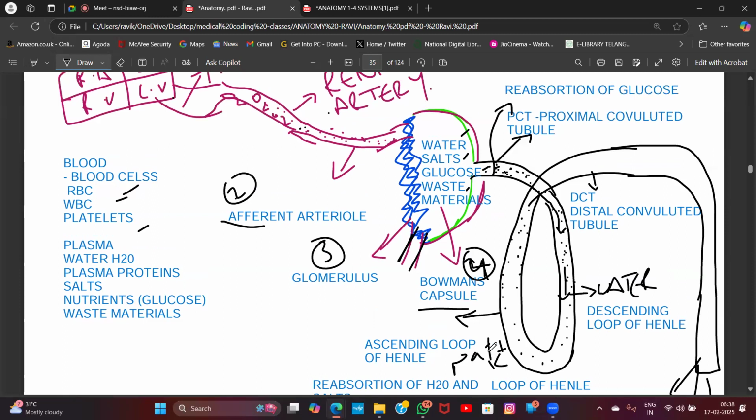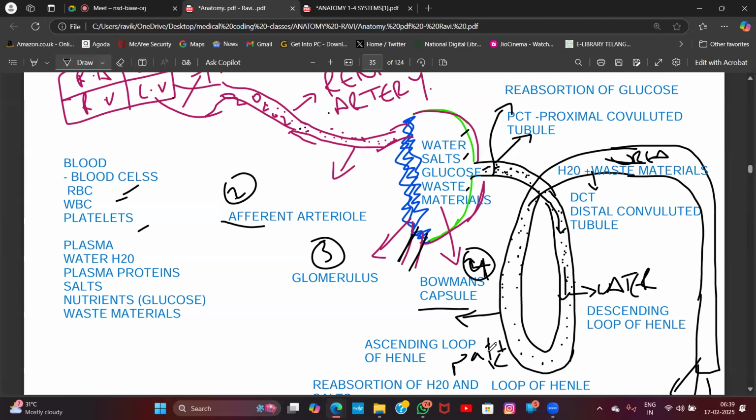From this, what is there now inside the filtrate? Some amount of water, H2O, with the remaining parts, done with the salts and glucose. Water plus waste materials, like urea. The major waste material produced inside the body is urea.